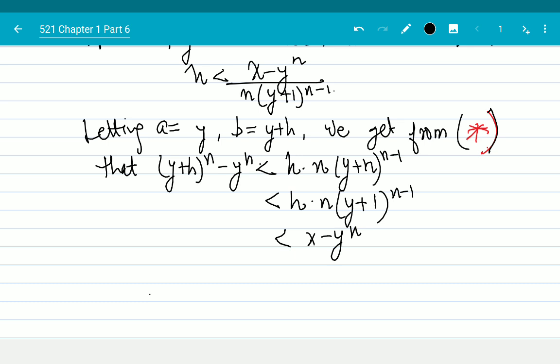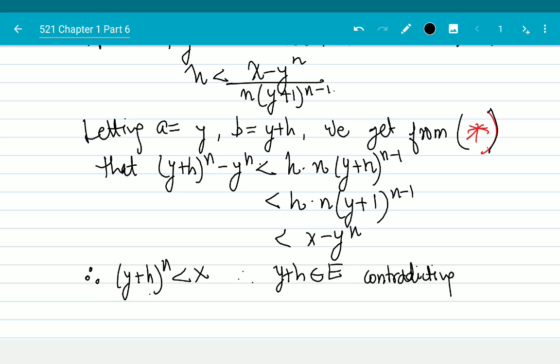Therefore, Y plus H to the N is smaller than X. Therefore, Y plus H belongs to E, contradicting Y being equal to the supremum of E.